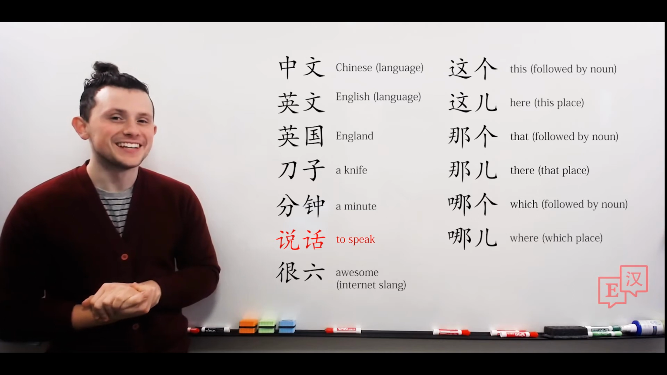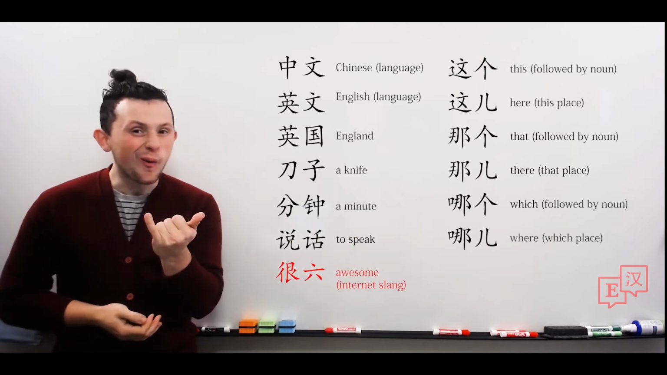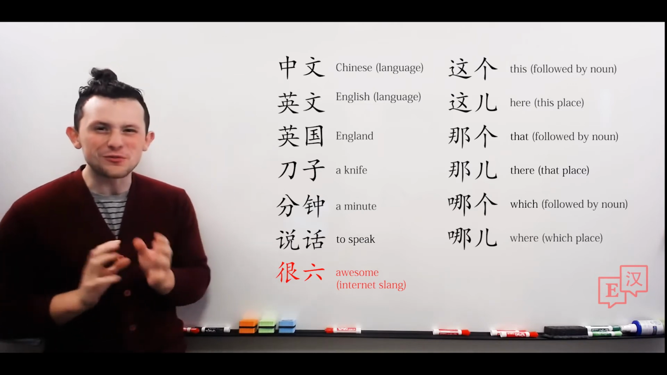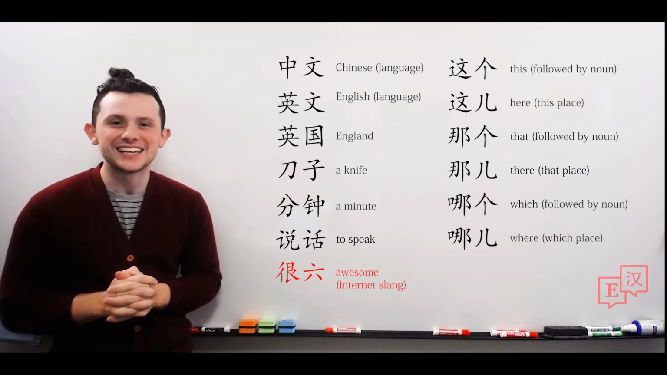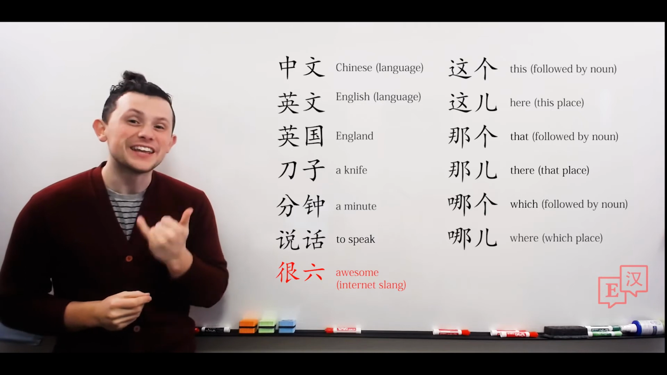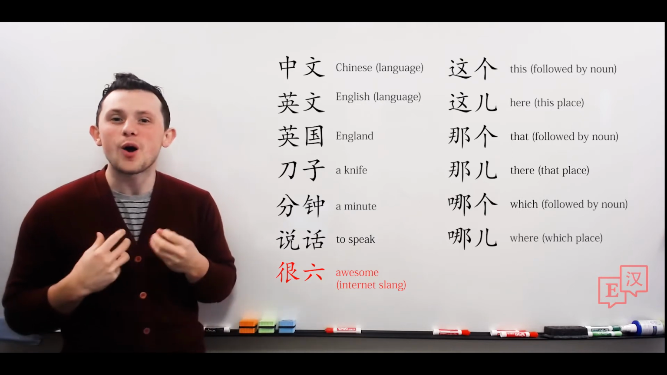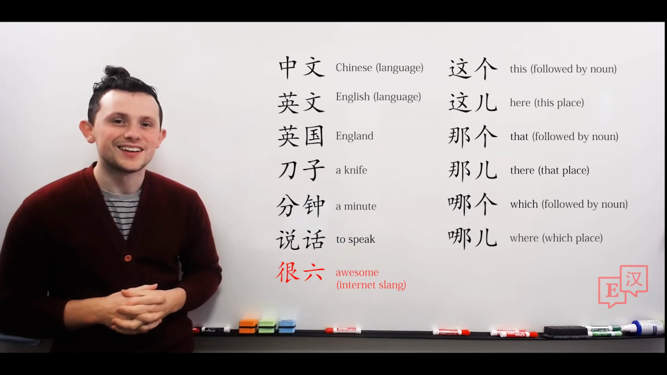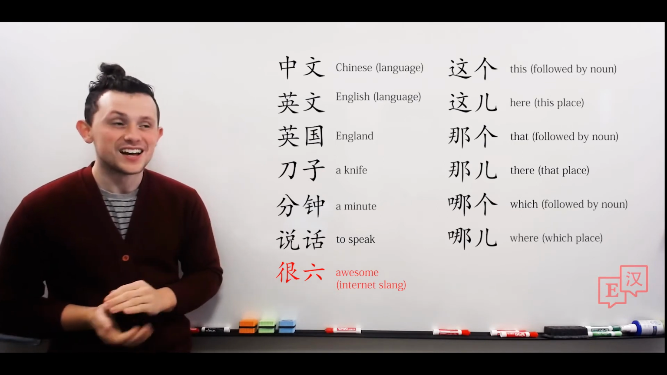The next one, 很溜. So this is actually a kind of weird colloquial thing that's happened recently. The number 溜 on internet slang has become a word for cool or awesome. 溜. 很溜.